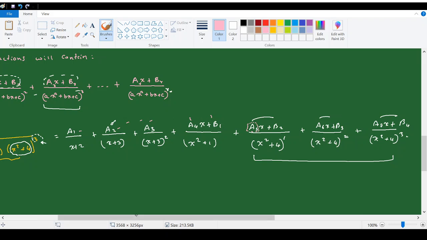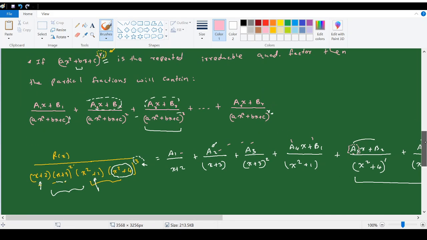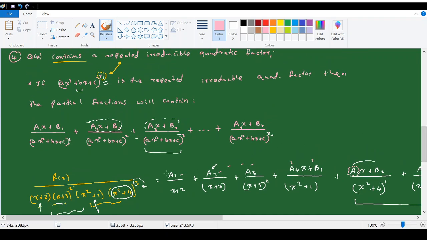And in the next few videos, I will go over these examples one more time and we can discuss the methods of finding these A1 and A2 values.